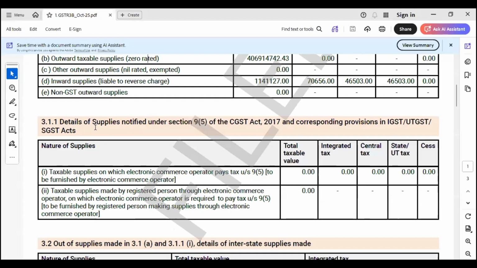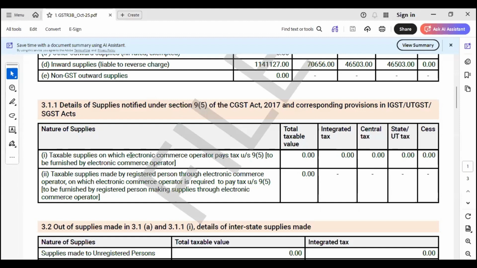Look at 3.1.1. Details of supplies notified under 9(5) and corresponding provisions of IGST, where they say taxable supplies on which the e-commerce operator pays tax under 9(5), to be furnished by the electronic commerce operator. This is clause 1. Clause 2: taxable supplies made by a registered person through an electronic commerce operator on which the electronic commerce operator is required to pay tax under 9(5), to be furnished by the registered person making supplies through the e-commerce operator. So if I'm a hotel person, I will fill in my turnover in clause 2. There is no tax. You can say nil, nil, nil.